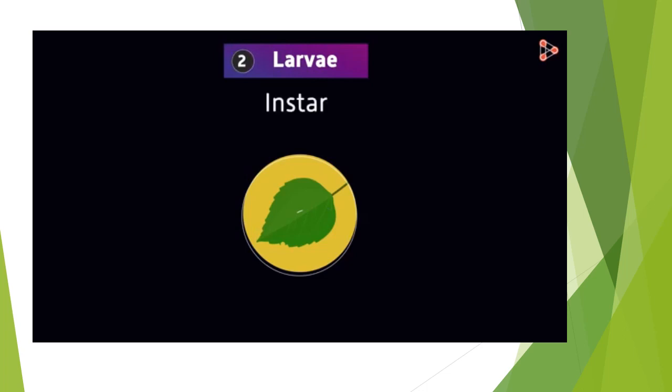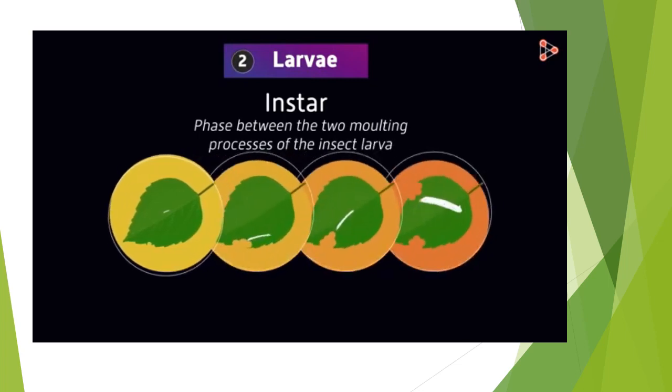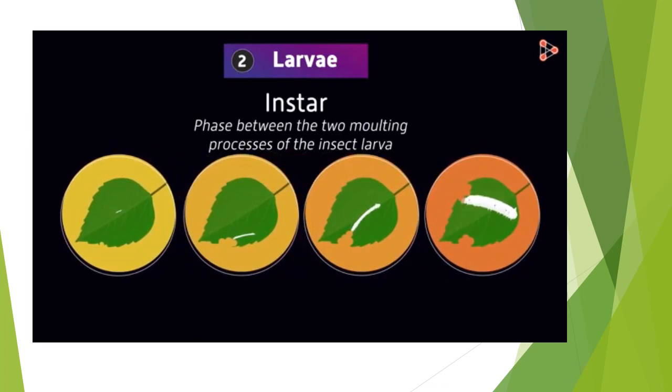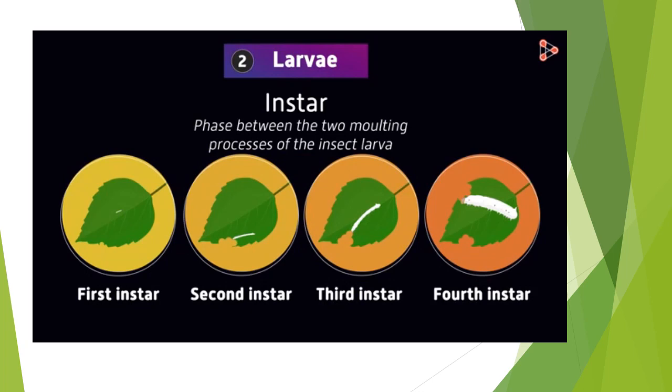In literal terms, an instar means the phase between two molting processes of the insect larva. So in this case, we can say the larvae grow into first instar, second instar, third instar, and so on, till they feed themselves enough. Once the larvae are content with the amount of food consumed, that is the leaves, they enter the next stage.